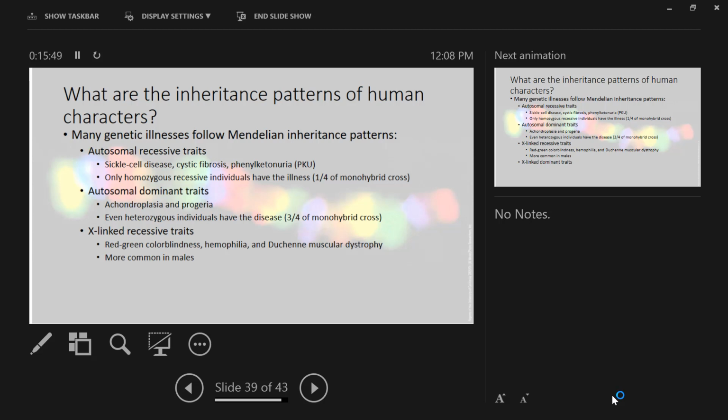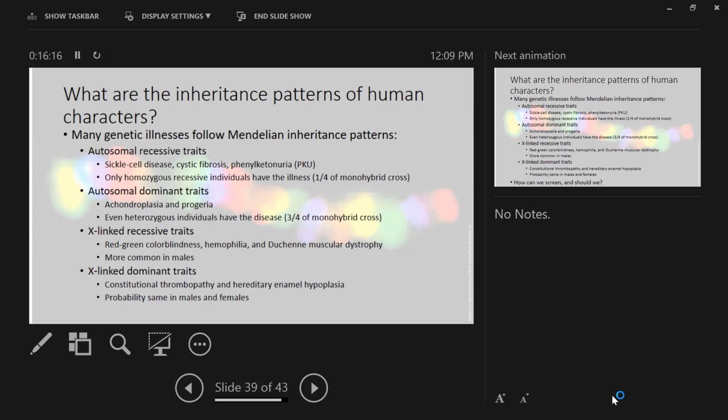And what's the last of the 4 inheritance patterns? We've talked about autosomal recessive, autosomal dominant, X-linked recessive, and X-linked dominant. For X-linked dominant, a couple of examples: constitutional thrombopathy, a blood disorder, and hereditary enamel hypoplasia, an issue in making enamel. People are typically born with what you call soft teeth, lacking enamel, with the dentin exposed.